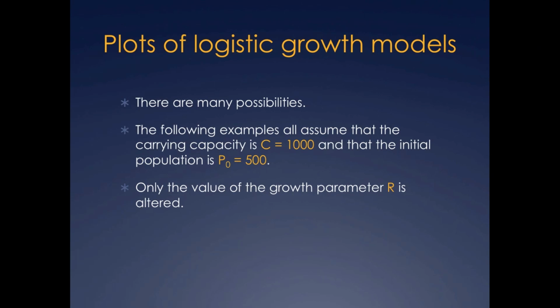And I want to emphasize that as I show you various possibilities coming up here, there's only one thing I'm changing in the whole model. So I'm always going to assume that the carrying capacity is 1,000. I'm always going to assume that the initial population is 500. And the only thing I'm going to change as I go from one example to another here is the value of the growth parameter R.